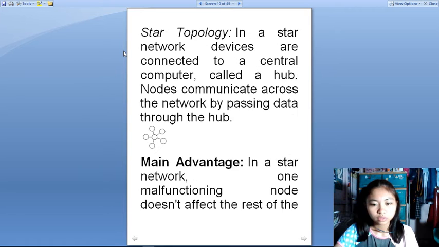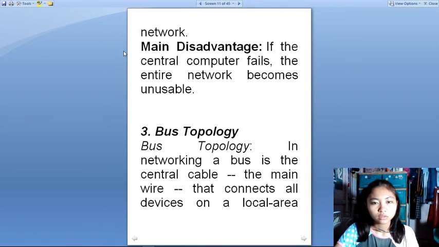Number two, star topology. In a star network, devices are connected to a central computer called a hub. Nodes communicate across the network by passing data through the hub. Main advantage: in a star network, one malfunctioning node doesn't affect the rest of the network. Main disadvantage: if the central computer fails, the entire network becomes unstable, unusable.